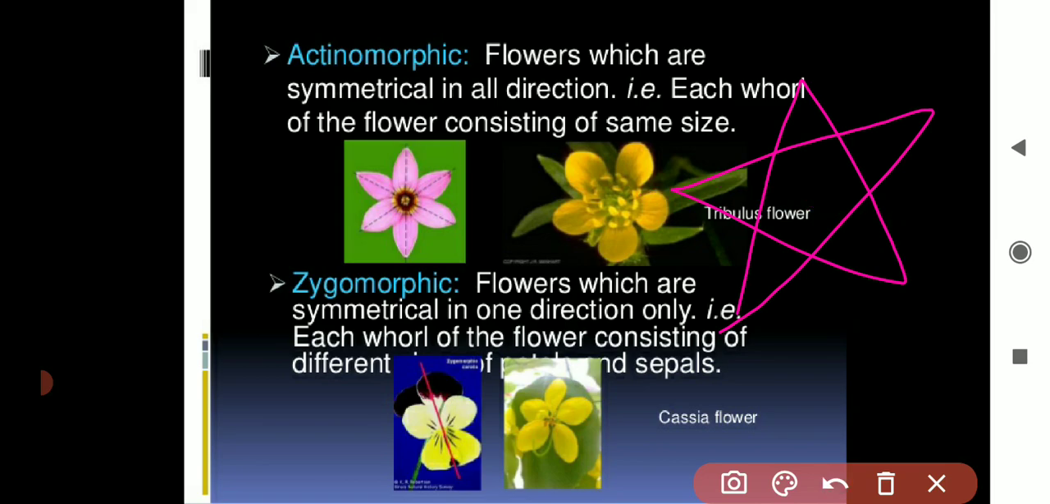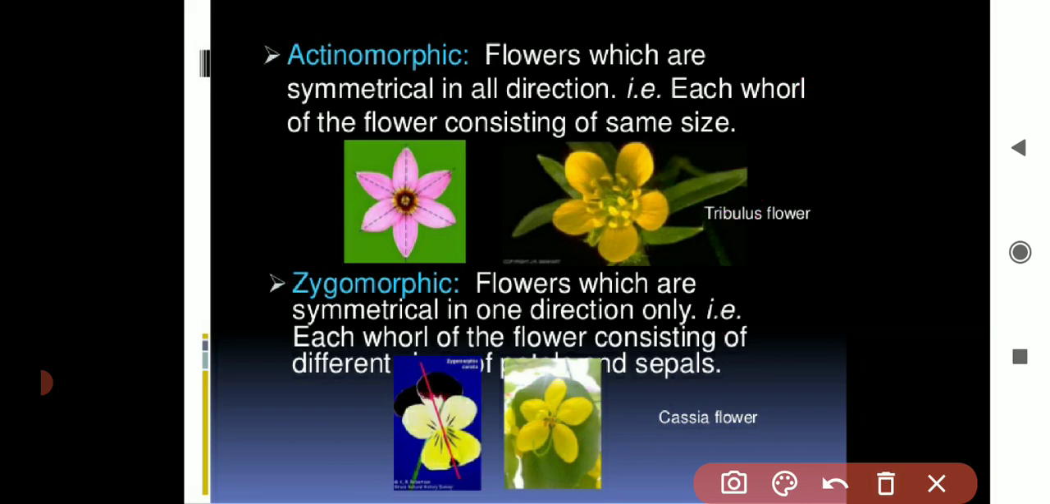Okay. What other direction can I cut? If I cut it this way also, I will have equal halves. Okay. So even here, look at that pink flower. If you cut this pink flower this way, you have this half also same, and this half is a mirror image of it. Now, if I cut this way, this half is a mirror image of this half. So, when I cut it in any plane, whether I cut this way, this way, this way, I will have two equal halves, that is, mirror images of each other.